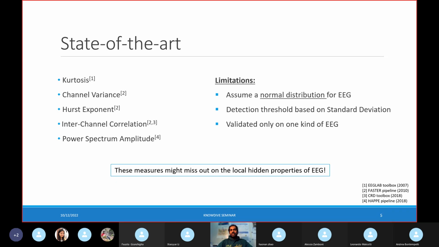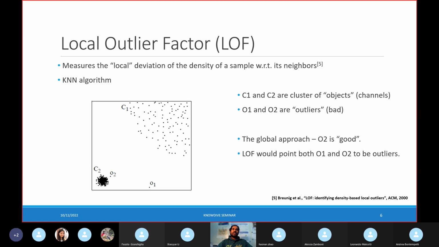Then I understood that the key point is that all of these measures also miss out on the local hidden properties of EEG. Therefore, I looked for measures that can detect outliers in the local context rather than the global context. One of the algorithms that I found to be optimal was the local outlier factor, which basically measures the local deviation of the density of a sample with respect to its neighbors, where the neighborhood is defined by the k nearest neighbor algorithm.